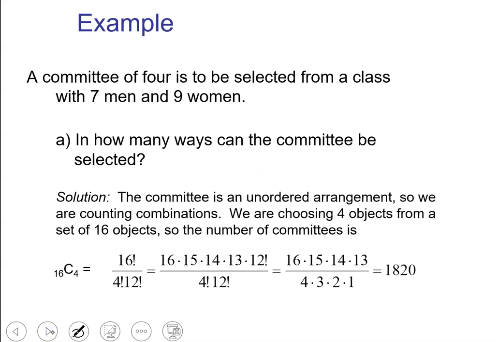So an example where no order matters. A committee of 4 is to be selected from a class of 7 men and 9 women. So again, no order. And why is this so? I am on the committee whether I'm chosen first or if I'm chosen last. That's why order doesn't matter here. Okay? So A, how many ways can the committee be selected? So in this case, because there's no order, we do 16C4. Okay? Hopefully that does make sense. No order.